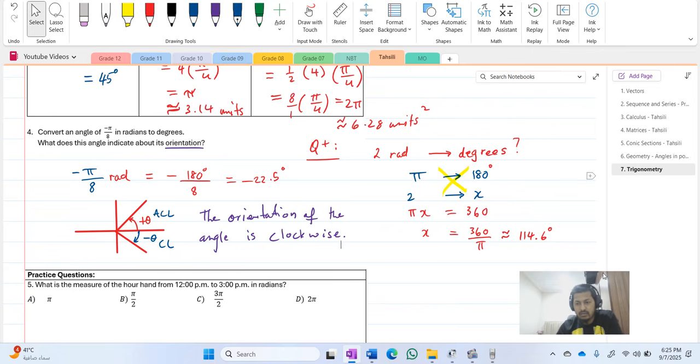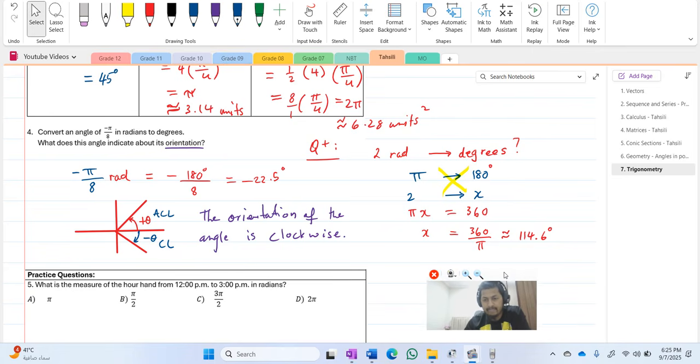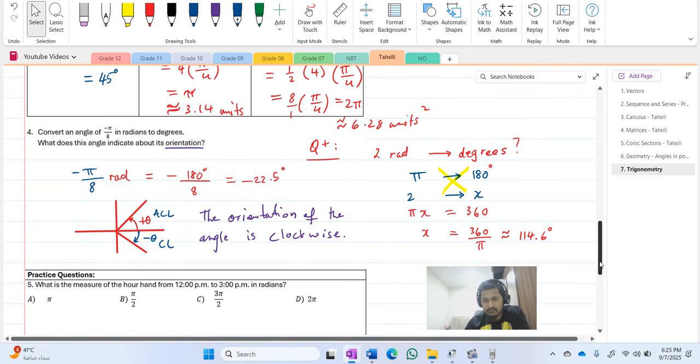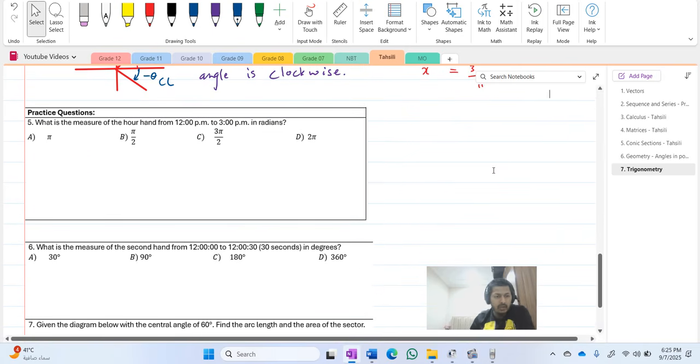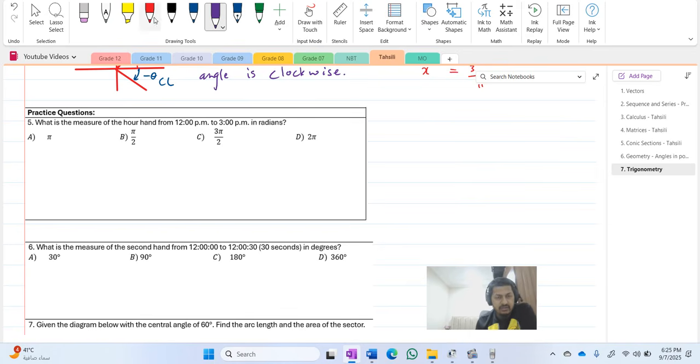Now these are simple questions from past Tahsili exam papers. What is the measure of the hour hand from 12 p.m. to 3 p.m. in radians?